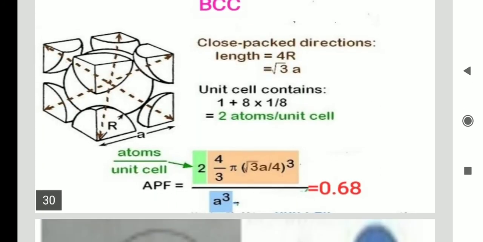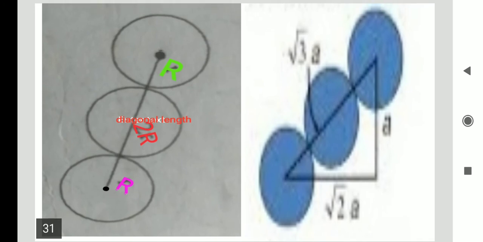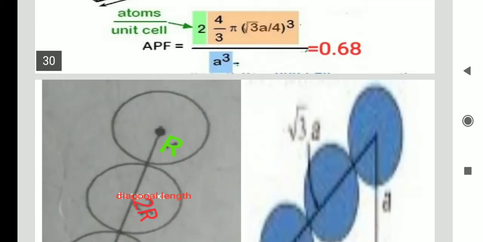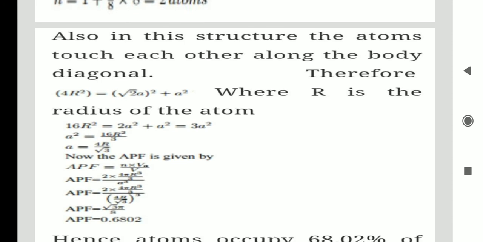Therefore, 4R square equal to, see the figure. You may see the body structure. In the body structure, the atoms are touching each other. That's why the body diagonal we define as R plus 2R plus R. The diagonal length of the body, R plus 2R plus R, is equal to root 2A plus A. So 4R square equals root 2A square plus A square, where R is the radius of the atom.